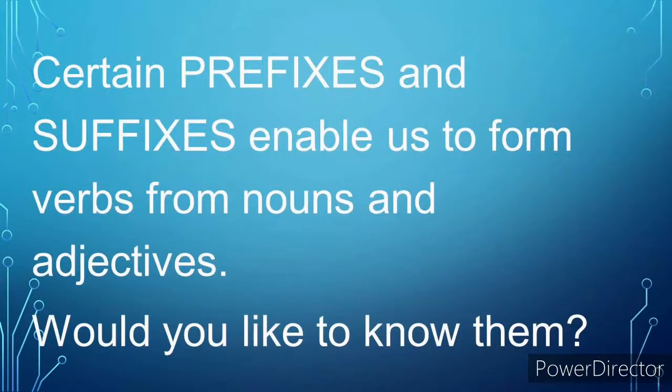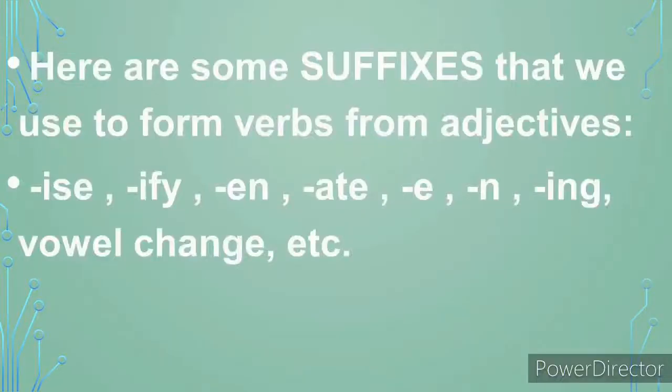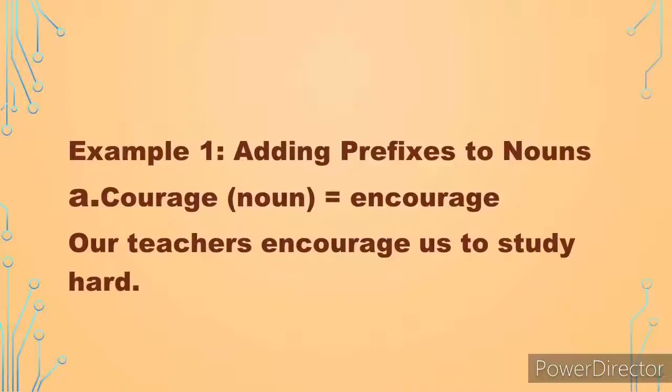Then if you would like to know them, remember that prefixes are attached in the front of a word while suffixes are attached at the back of the word. So some of the prefixes that will help us do that are on the screen: EN, BE, DE, IM, and so on and so forth. But here are some suffixes that we use to form verbs from adjectives. Still on the screen: ISE, IFY, and so on and so forth.